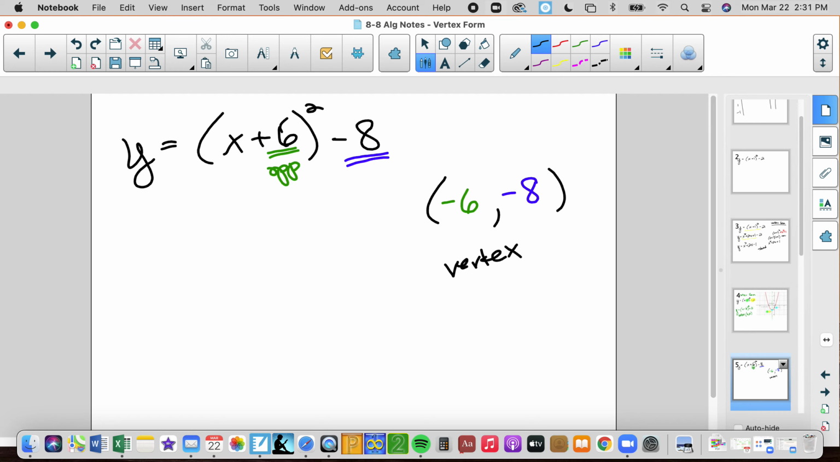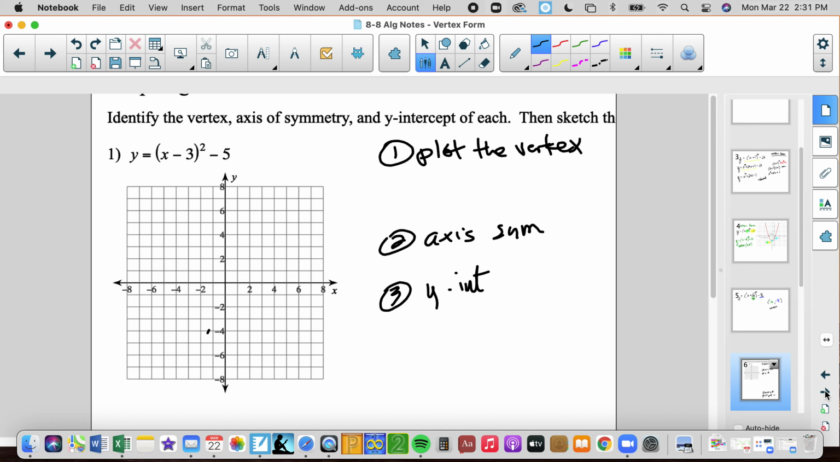In fact, the vertex form is a little bit easier. Remember when we wanted to find the vertex, we had to do the opposite of b over 2a and plug that in. And sometimes we got fractions and all that other stuff. These are typically all whole numbers. So let's try one out.